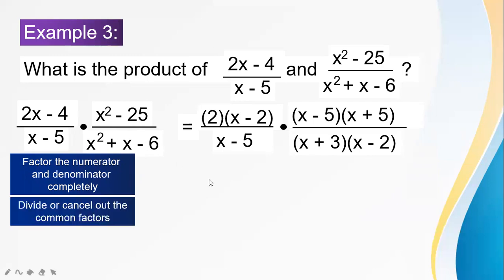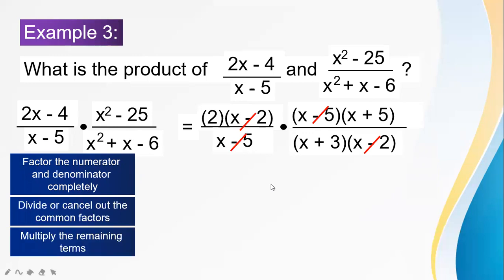Then you cancel out the common factors. So we have the common factors. So this will be the common factors, x minus 2, and then we have x minus 5. Then multiply the remaining terms. So we have the remaining terms. So the remaining factor of the numerator is 2 and x plus 5.